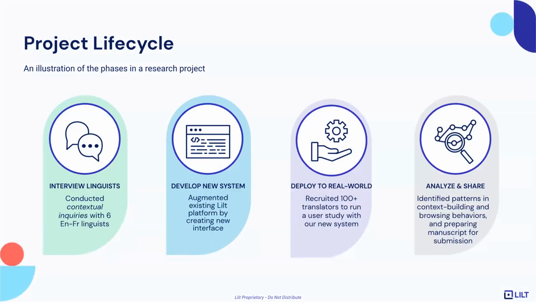So with that said, here's an overview of what the project looks like, or looked like, I guess. There were 4 phases. We started off with understanding, right? And the way that our research team at Lilt builds up the understanding can be reading existing literature from what other people have studied and found out, looking at the world, but also specifically talking to linguists. So we conducted these contextual inquiries with 6 English to French linguists. And a contextual inquiry is an inquiry, so we ask a bunch of questions in context.